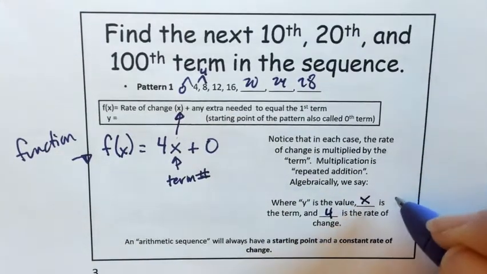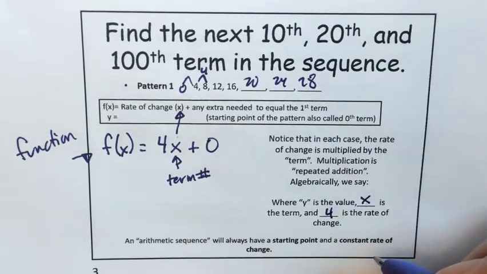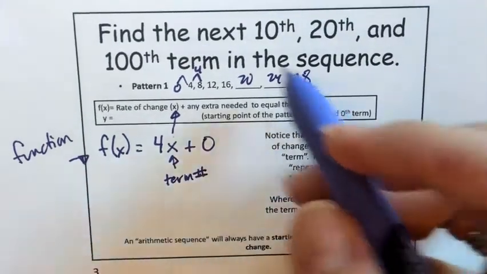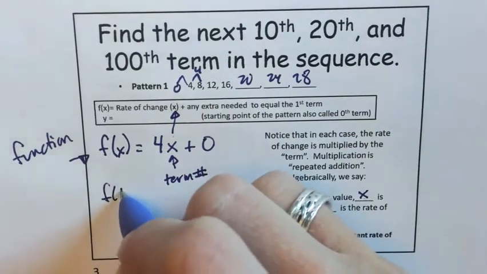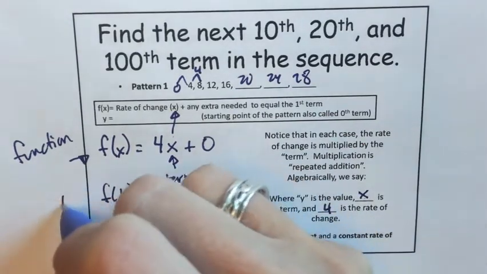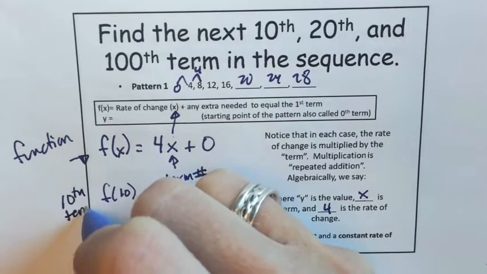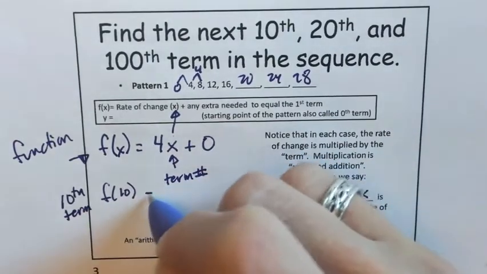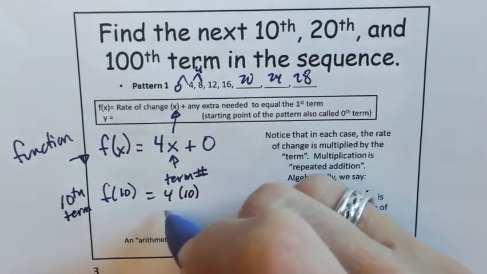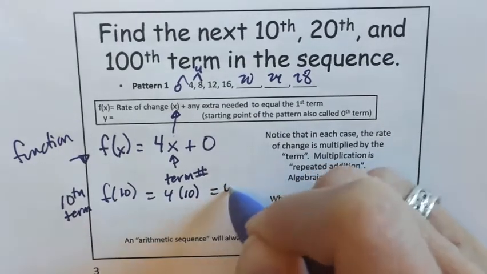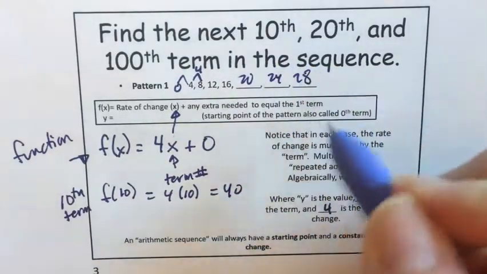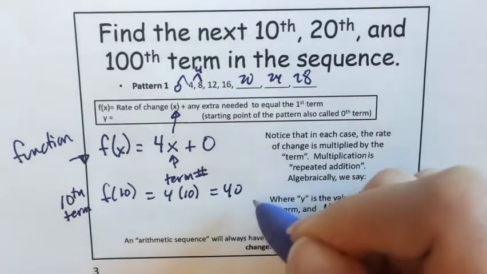The x is the term, the 4 is my rate of change. So let's try the 10th number. If I want to find f of 10, the 10th term, I'm going to do 4 times the 10th term, and that would give me 40. So the 10th number in the sequence is 40.